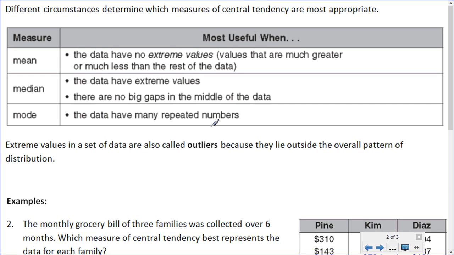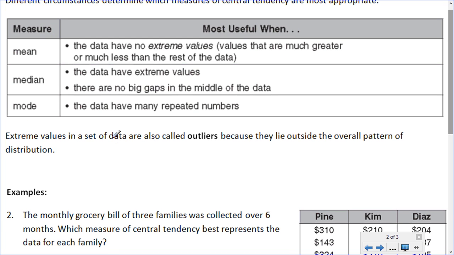So if it's a lot of the same numbers, mode would be helpful because the mean and the median, if the numbers are really close together and there's lots of the same number, won't represent that as well. Whereas the mode, with a lot of the same numbers, you'll be able to look at which one's most common. So these are just some general guidelines for when one might be more appropriate to use than the other.